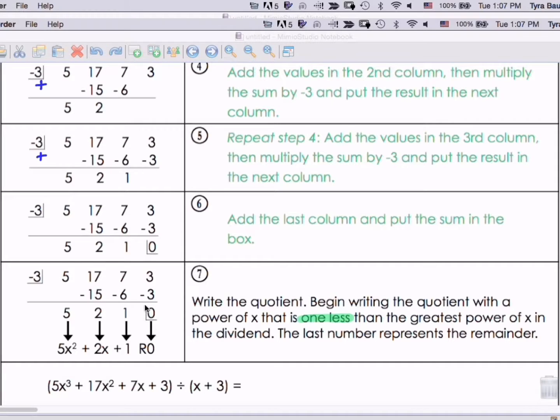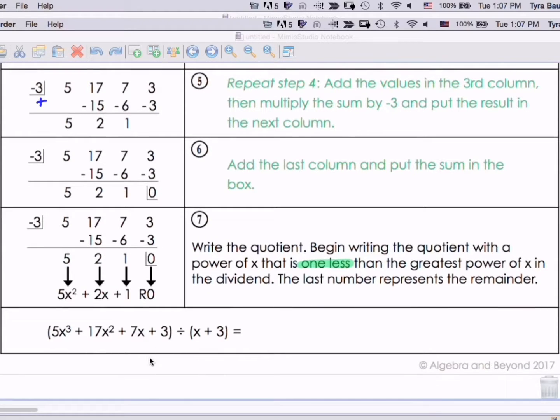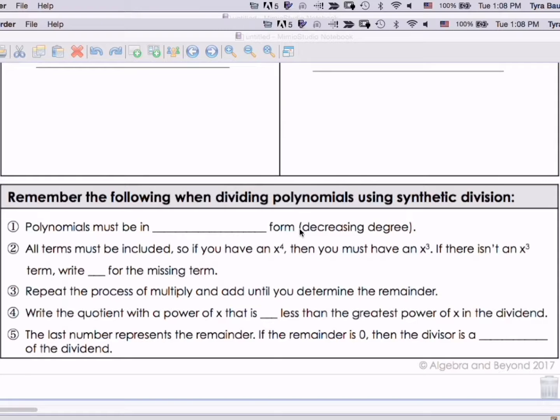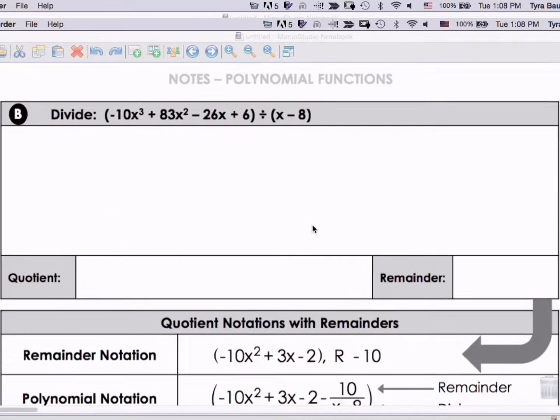And the last number represents the remainder. So anything in this little box, the last one is going to be our remainder. Okay, and that is how we do synthetic division. So if we took our dividend divided by our divisor, our final answer would be 5x squared plus 2x plus 1. And we have no remainder for this one. Okay? Let's go to the next page and try it on our own.